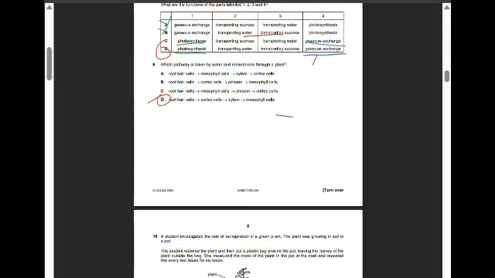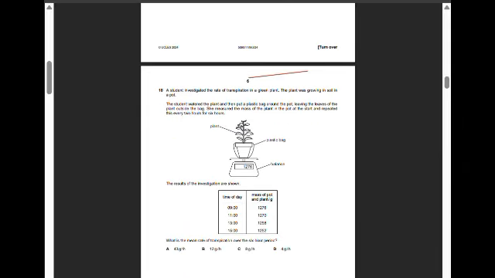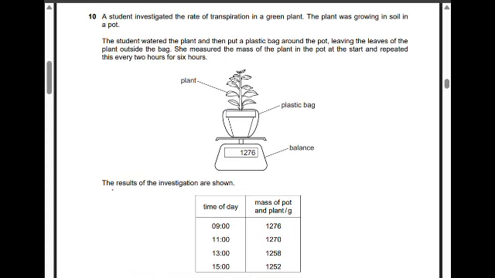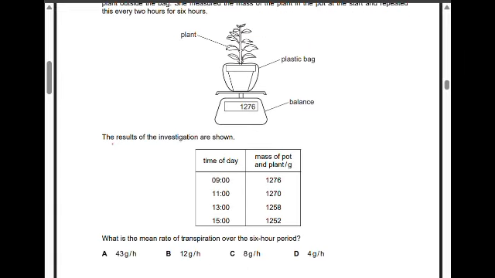Let's move on to question number 10, which is the final one, and it involves a bit of calculation. So a student investigated the rate of transpiration in a green plant. The plant was growing in soil in a pot. The student watered the plant and then put a plastic bag around the pot, leaving the leaves of the plant outside the bag. She measured the mass of a plant in a pot at the start, and repeated this every 2 hours for 6 hours.